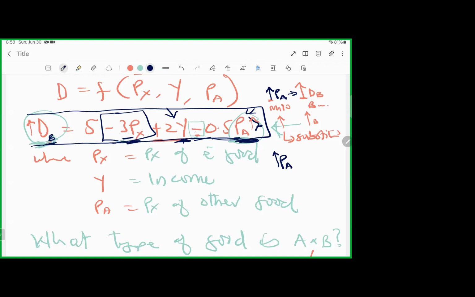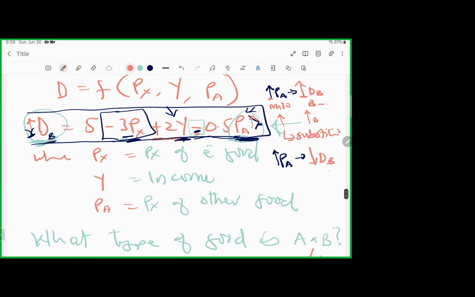Because of this negative sign, it means that this demand will fall. It means this will lead to a decrease in the demand. So what will make demand for a particular good fall? Not because its price has increased, but because the price of one other good somewhere has increased. It's because these particular goods are complements. They are jointly demanded, or they are jointly consumed.